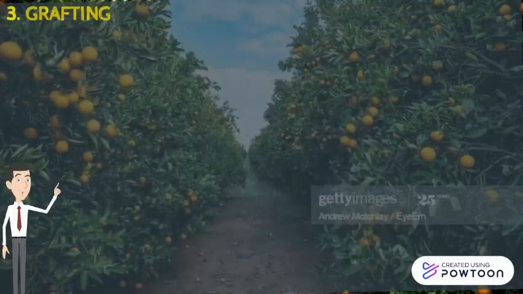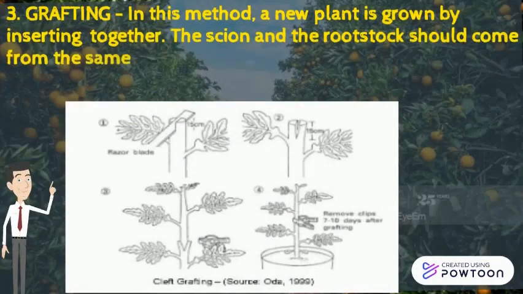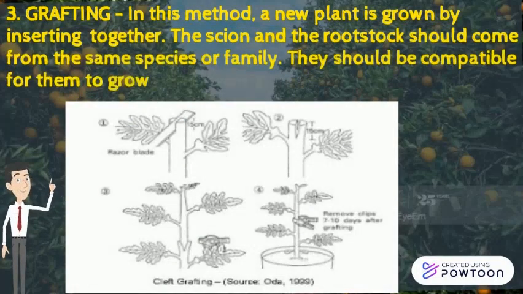Number 3. Grafting. In this method, a new plant is grown by inserting two plants together. The scion and the rootstock should come from the same species or family. They should be compatible for them to grow permanently.